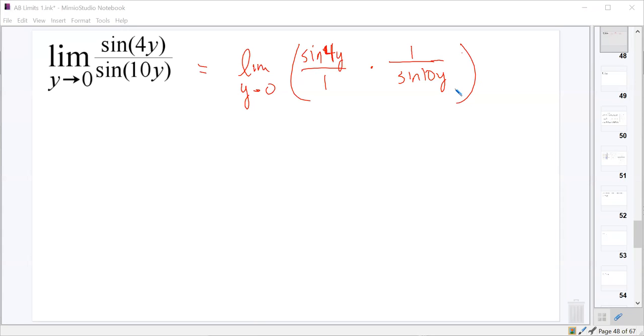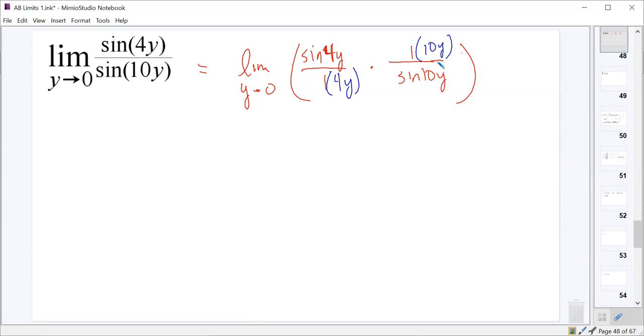So this sine 4y over 1, in order for that to be a limit that we could deal with easily, what would we need to put in the denominator? A 4y. That's right, so we'll put that 4y down there. I'm not going to put anything else anywhere else yet. What could I put in the numerator of the other one to make it easier to deal with? A 10y. All right, cool.